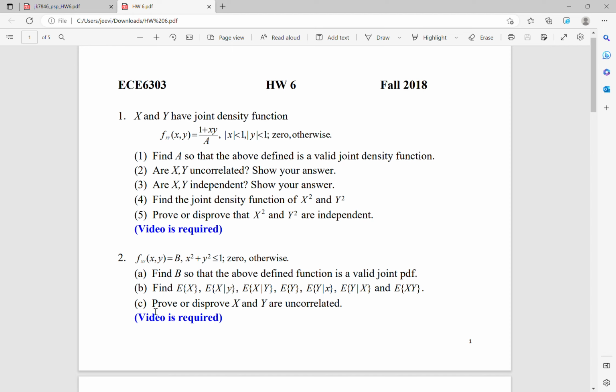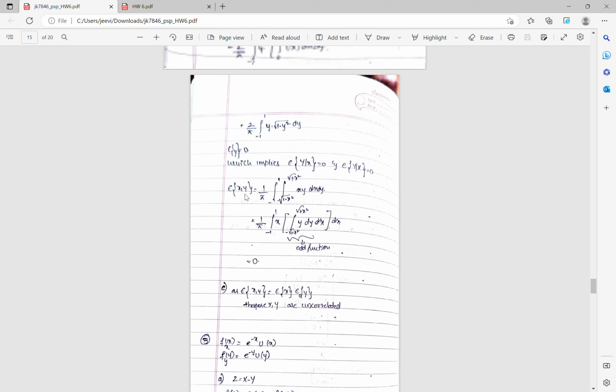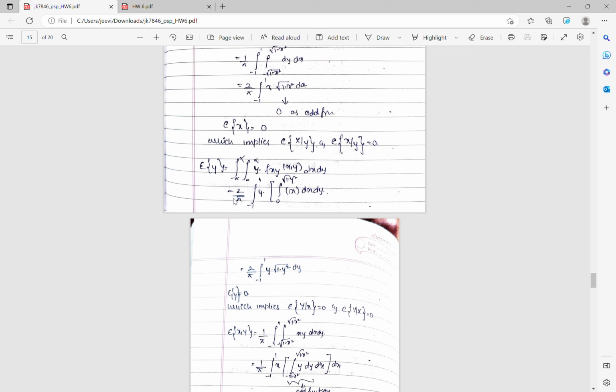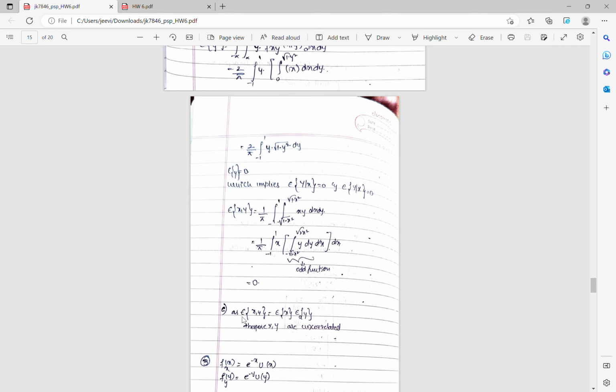In the third part, we are supposed to prove or disprove that x and y are uncorrelated. Since while solving, we calculated the expected value of x and expected value of y, both of them are equal to 0, and the expected value of x comma y is equal to 0. Therefore, E of x comma y is equal to E of x into E of y. Therefore, both x and y are uncorrelated. Therefore, this is the solving of the second question of homework 6.